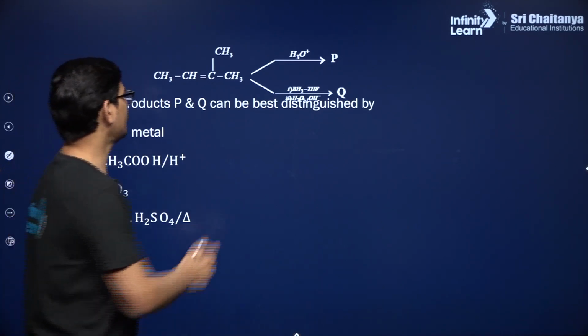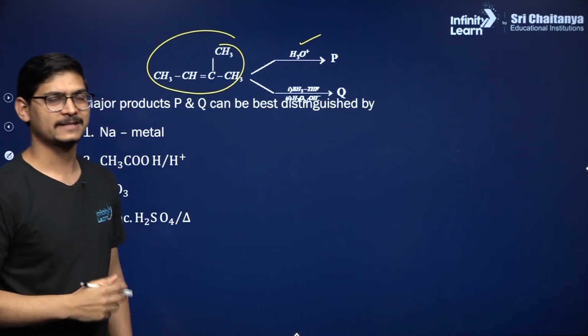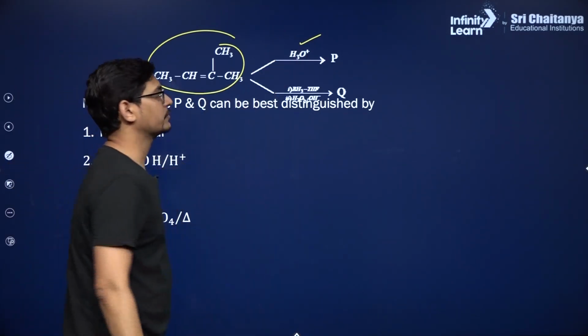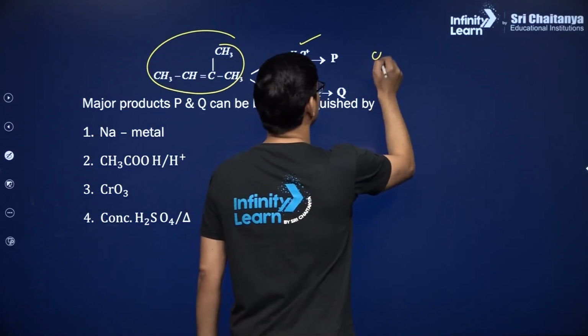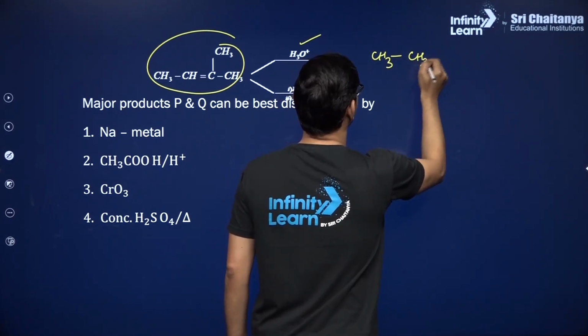Let's check. So this is an alkene and this is H3O+, that is acid catalyzed hydration, right? We are not heating, we have the alkene and water. So this is Markovnikov addition, right, via carbocation formation. So this will give an alcohol in Markovnikov manner.